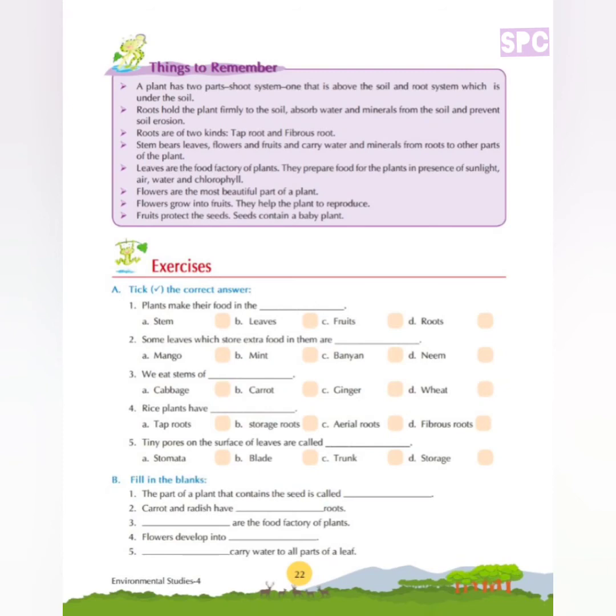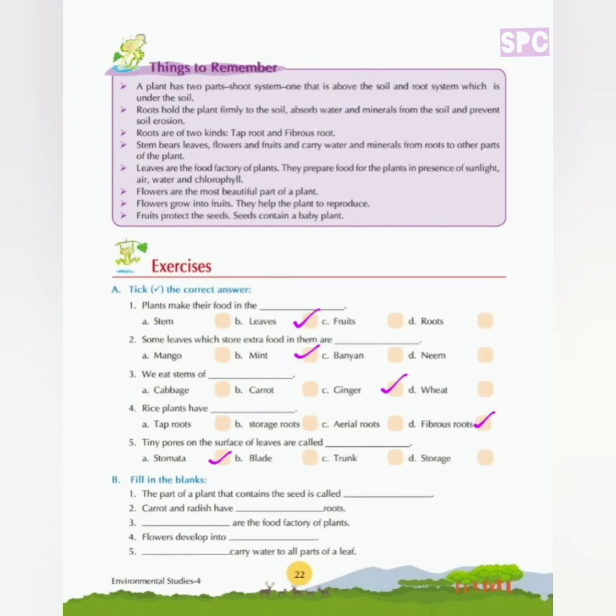Question number 5. Tiny pores on the surface of leaves are called dash. Children, here I'd like to do a correction. The tiny pores are not present on the surface of leaves. Rather, they are present on the underside of the leaves. And these tiny pores are called stomata. Plants take in carbon dioxide and give out oxygen during the process of photosynthesis through these tiny pores called stomata. So here we will tick the option A.